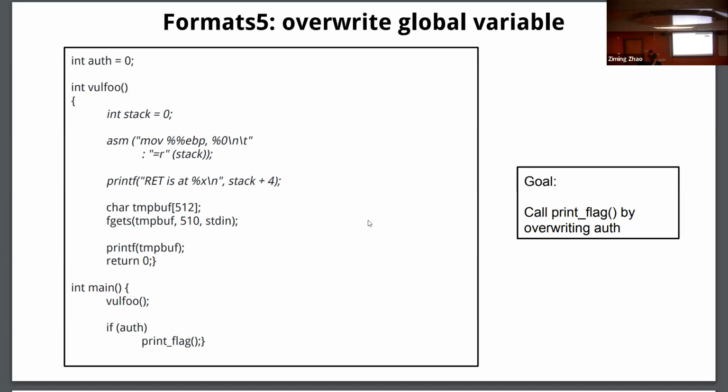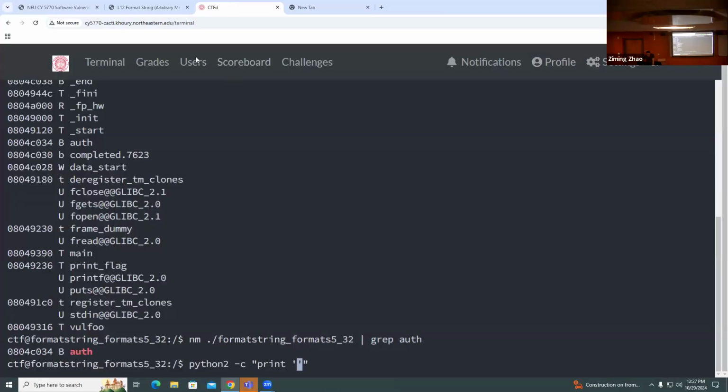Okay, so let's try this. So this is 5. Okay. So we put the address of OS at the beginning, 0804C034. Then after that, we will have %x to read the stack. It will print out the stack.